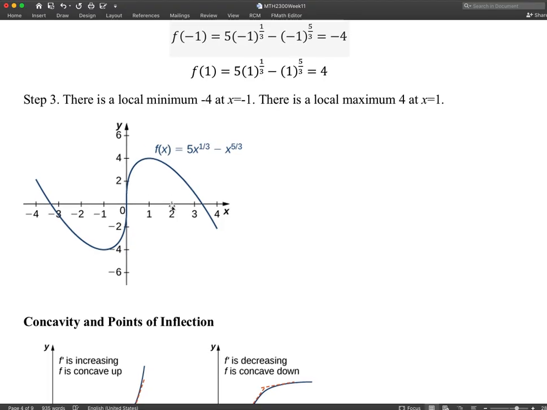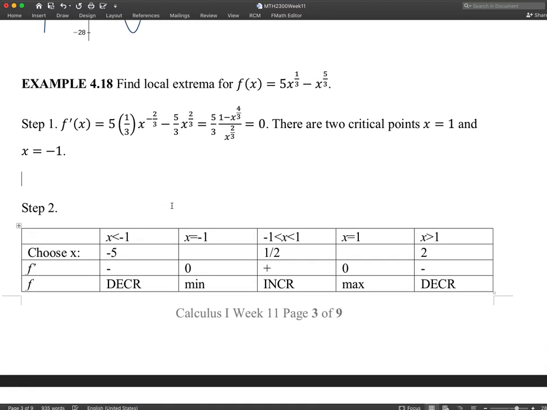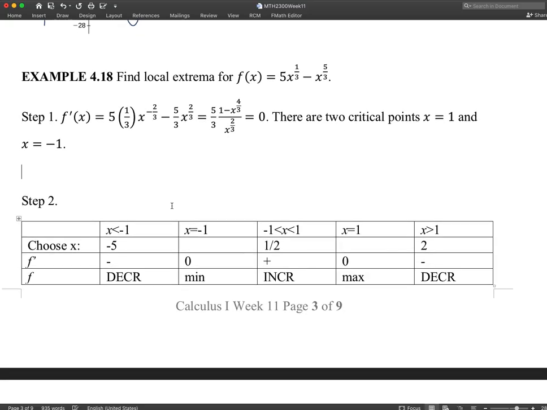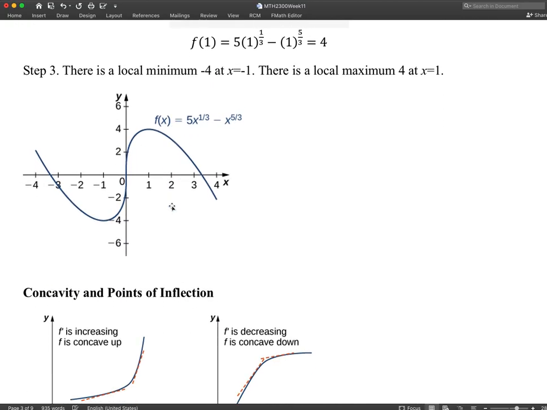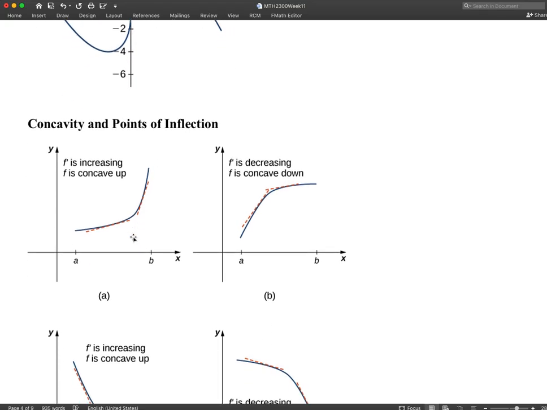Basically, that's all about the first derivative test. In this section, I think that's all I have for the first derivative test. But anyway, I still want to cover a little bit about the second derivative test, the so-called concavity or the inflection points. Okay, and you look at this part of the graph.